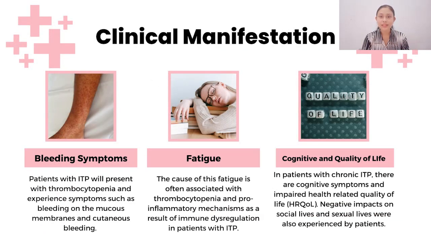Okay, the next one is clinical manifestation of immune thrombocytopenic purpura. The first one is bleeding symptoms. Patients with ITP will present with thrombocytopenia and experience symptoms such as bleeding on the mucous membranes and cutaneous bleeding. The second one is fatigue. The cause of this fatigue is often associated with thrombocytopenia and pro-inflammatory mechanisms as a result of immune dysregulation in patients with ITP. The last one is cognitive and quality of life.